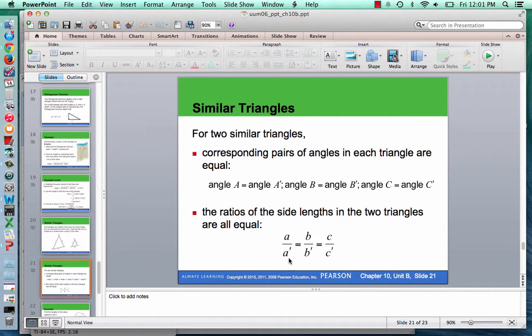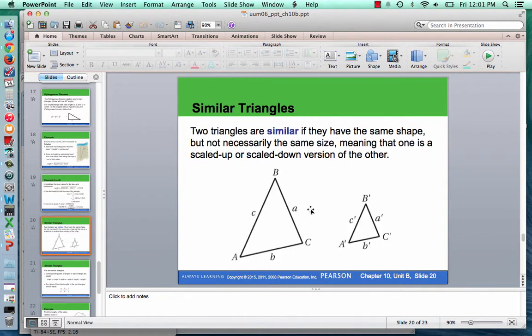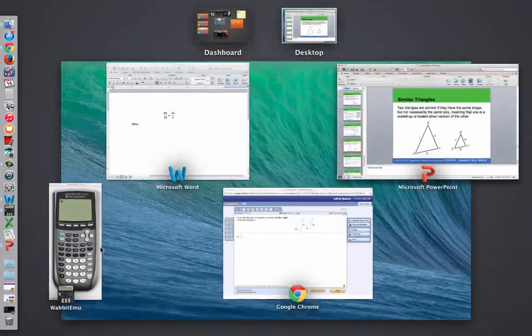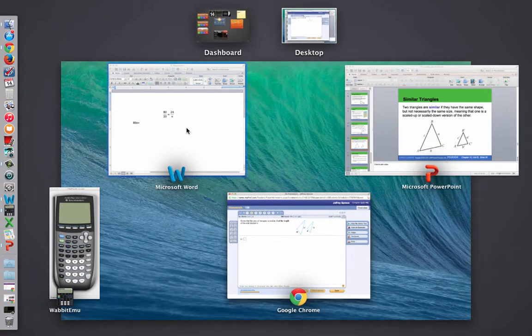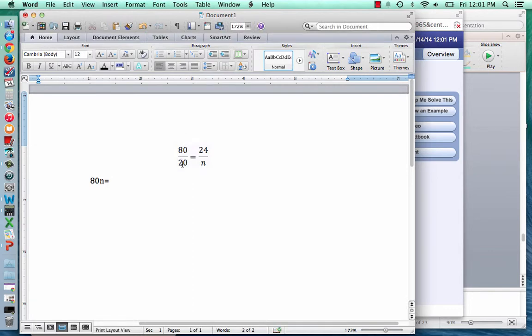If we look at the ratio from big C to little c, that's equal to the ratio of the big side A to the little side A. So we're going to use that to solve this problem here. Given that the pair of triangles is similar, find the length of the side labeled n. So we have this side 80, the ratio of that side to this side, 80 over 20, should be equal to these matching sides, the ratio of 24 over n. So I can set that up in a proportion: 80 over 20 is equal to 24 over n.